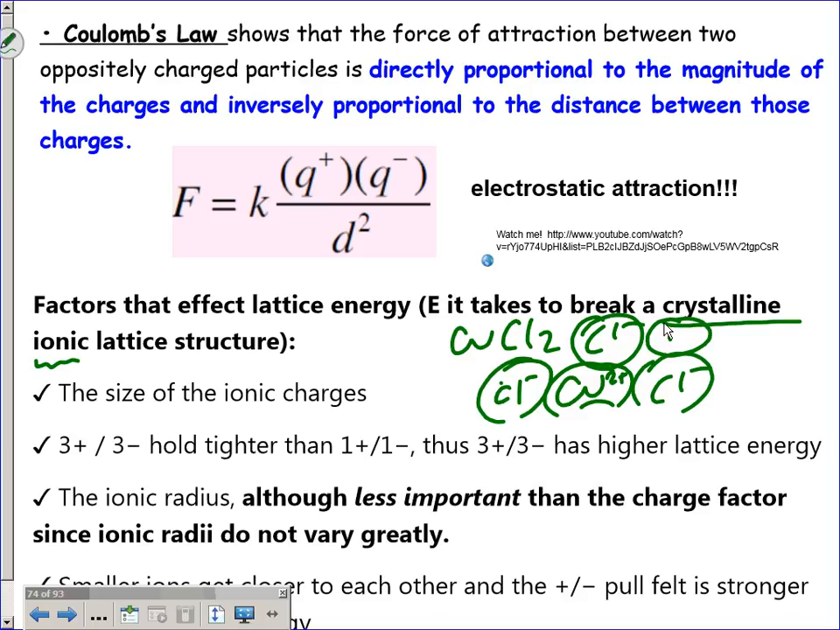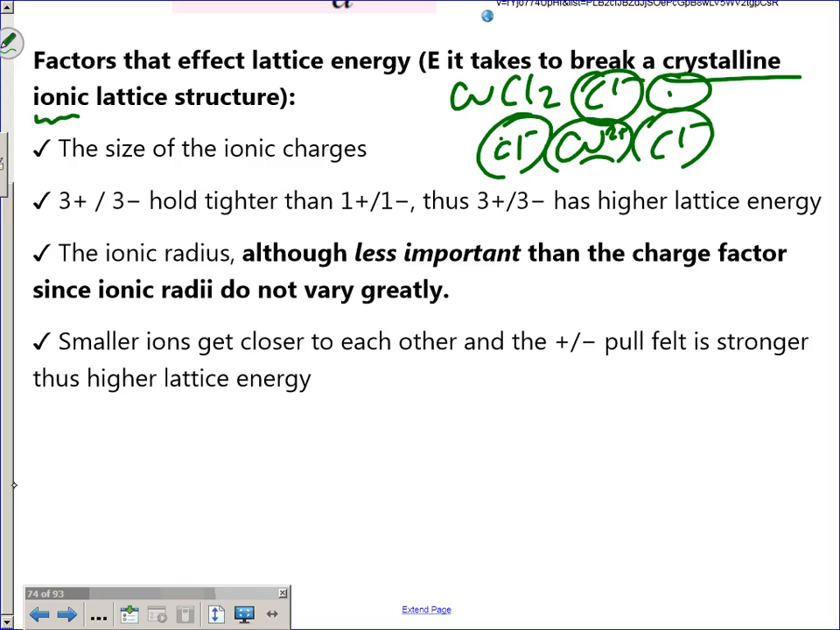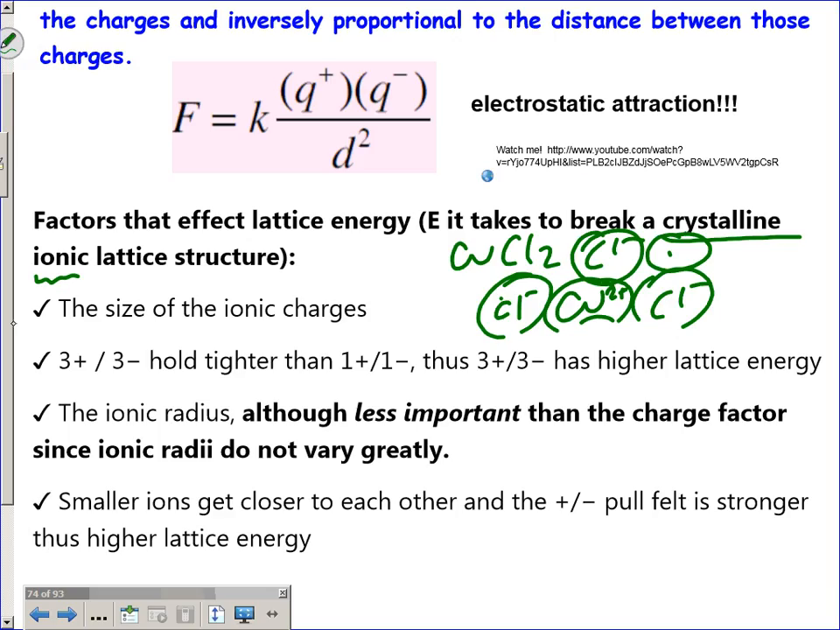Now that doesn't just break apart with no energy. It's going to take some energy, called the lattice energy, to break that crystalline structure. But the energy will vary based on 2 factors. 1, how big are the ions? 2, what are the charges of those ions? So you should be able to do a relative comparison of the energy it takes to form or break this crystal based on size and charges. And the charges play into the charge component up here.